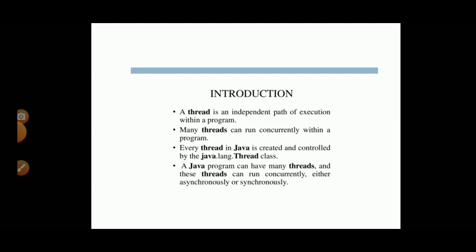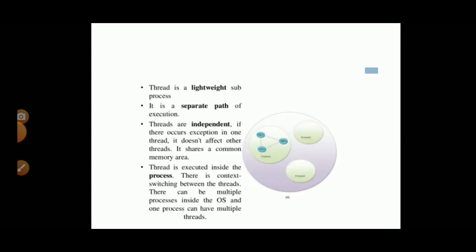For example, a thread is an independent process. It runs concurrently within a program. If you want to create a thread, you have to use the java.lang.Thread class. So in a Java program, many threads can run at a time. So this is the introduction about threads.